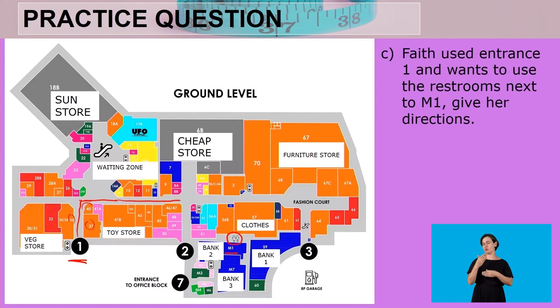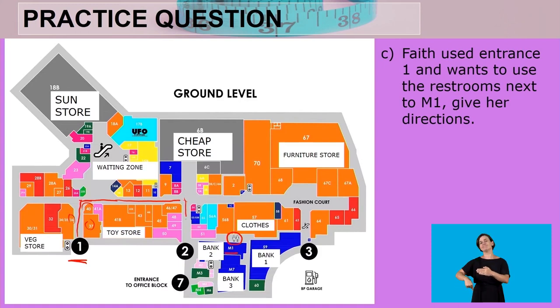Now she's facing that direction, right? So when she's facing that direction, even if it means you must turn the paper so that the pen faces that direction, then it's okay. Now Faith has to turn because she's going to M1. Between shop 47 and 54, she has to turn to the right again. It's a right because she was facing that direction. So it's still the right.